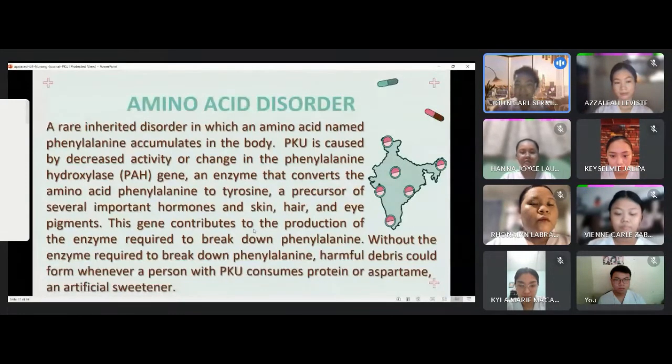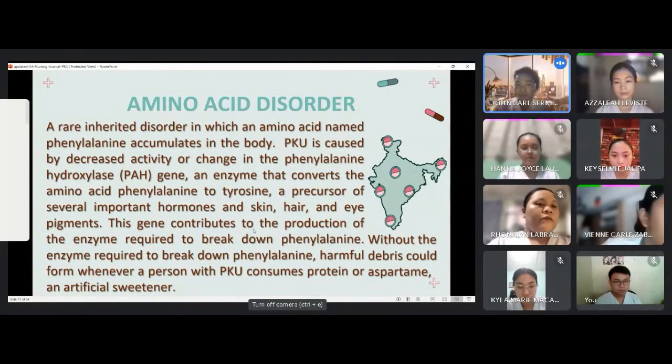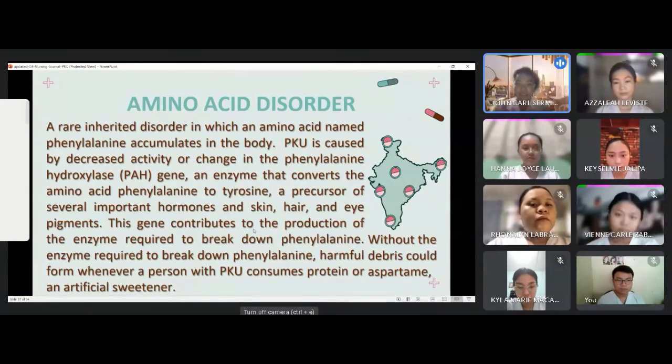A mutation in the phenylalanine hydroxylase, or PAH, gene, which codes for an enzyme that transforms the amino acid phenylalanine into tyrosine, a precursor of several critical hormones as well as skin, hair, and eye color, is the cause of PKU. The enzyme needed to degrade phenylalanine is produced in part because of this gene. When a person with PKU takes protein or aspartame, an artificial sweetener, hazardous debris could accumulate since these individuals lack the enzyme needed to break down phenylalanine.